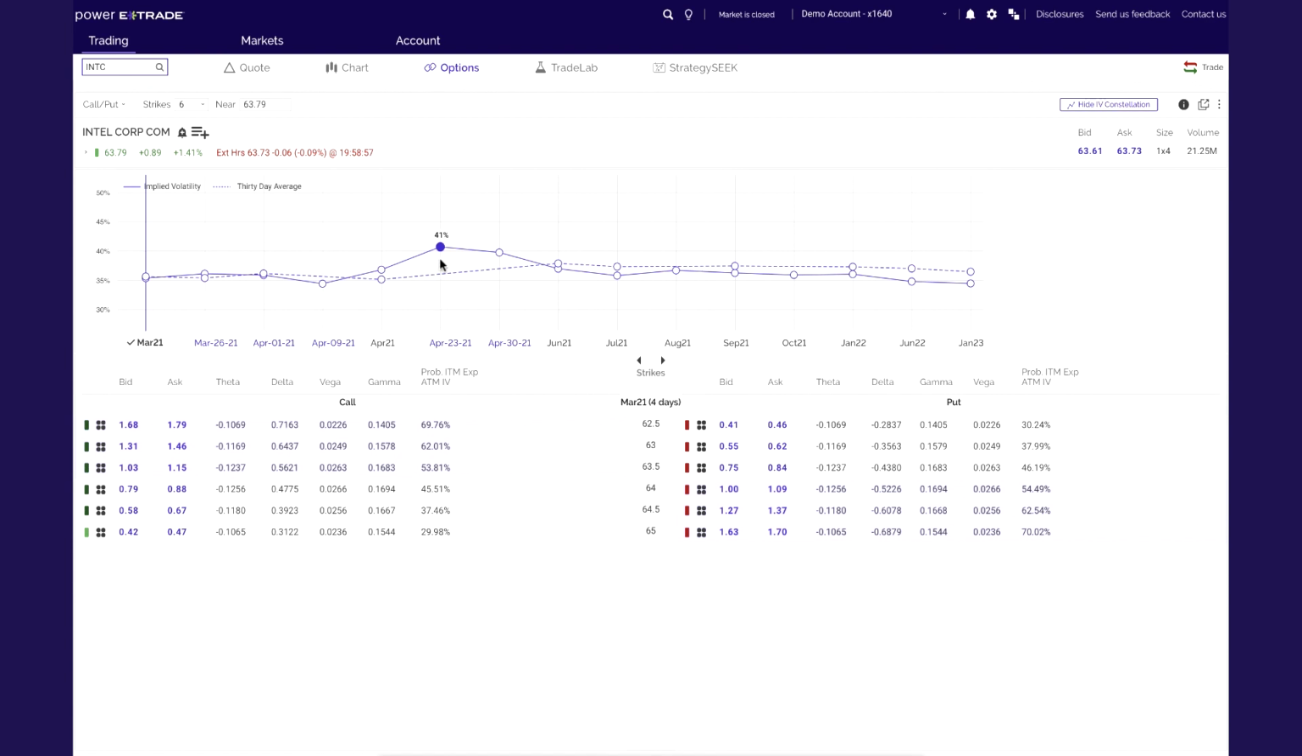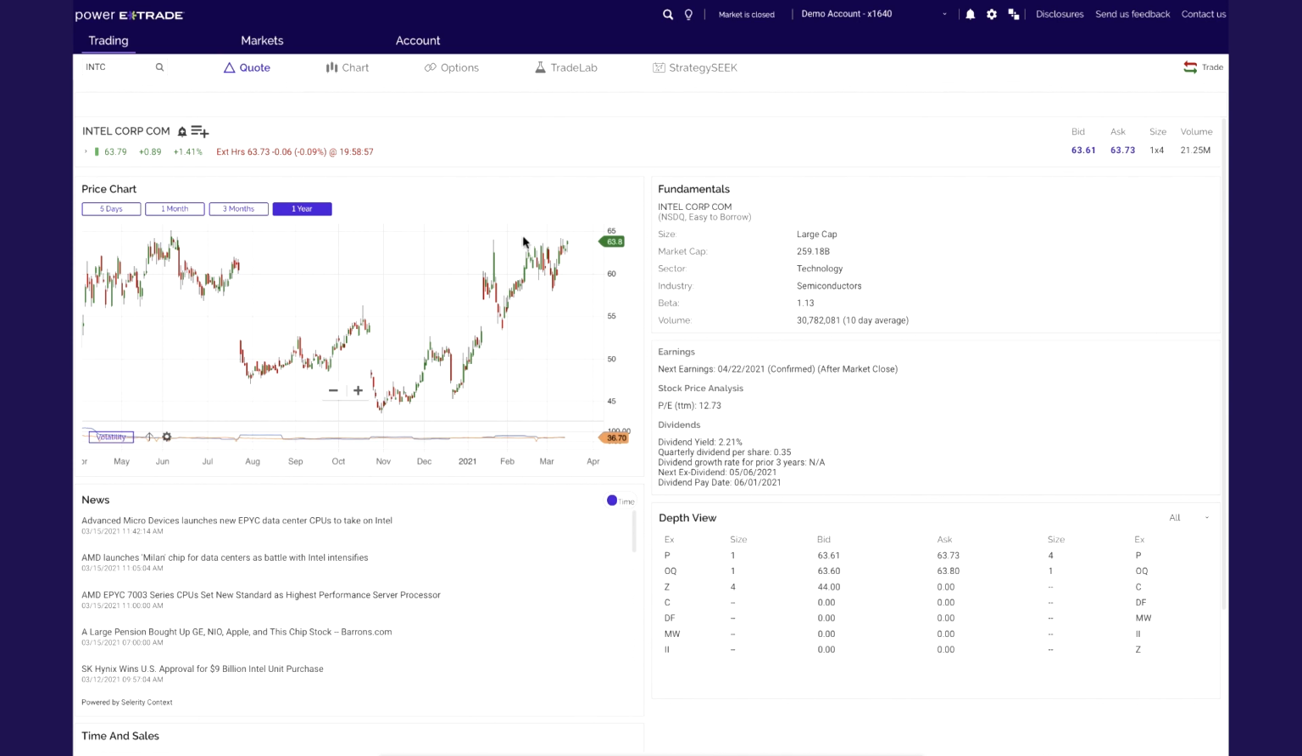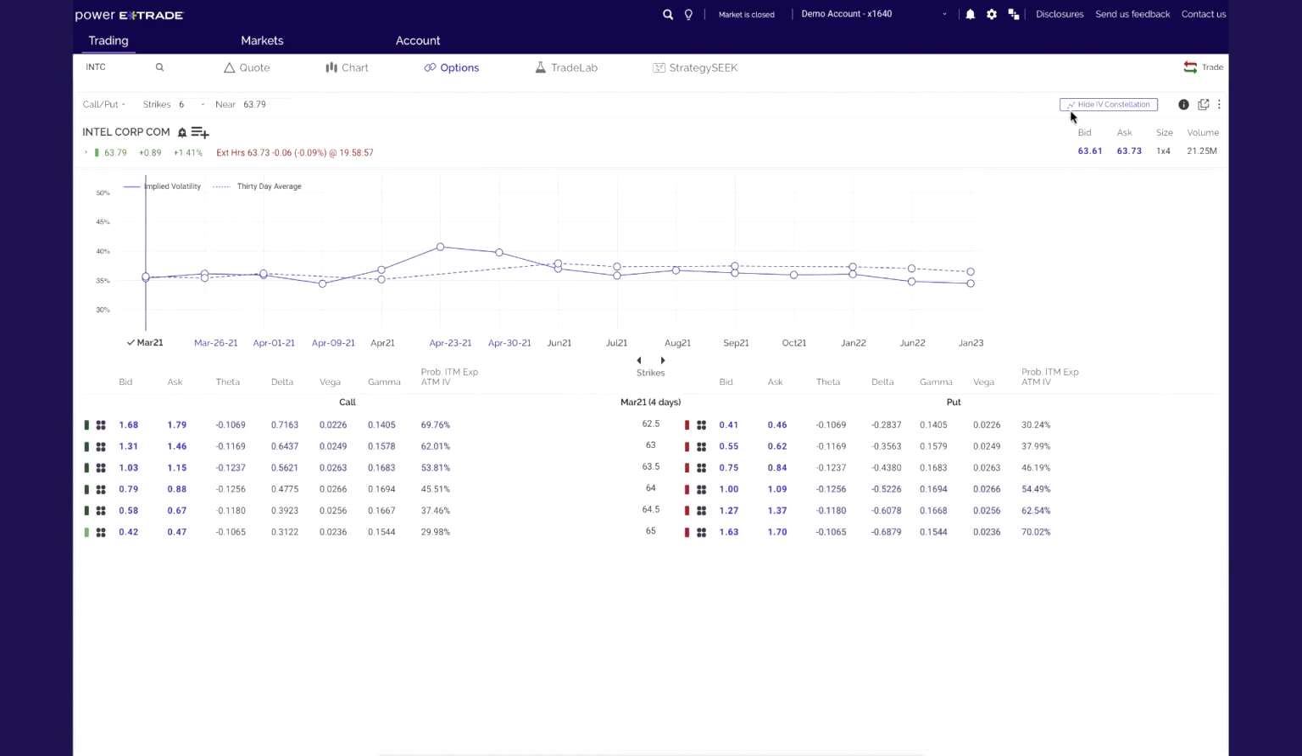So if the greatest implied volatility at 41% is being paid for the April 23rd option, let's see when the earnings are around this. So I hit quote, and I can see that the next earnings are April 22nd, and that's after the market closes. Going back then to the option chain, it should be clear now that this is an earnings play that's going on.